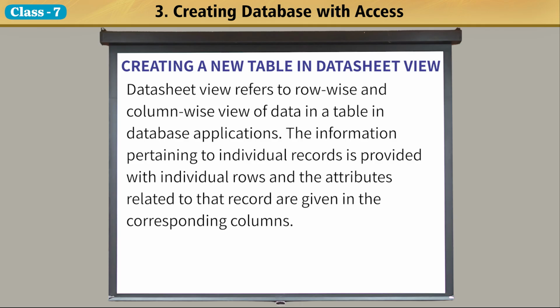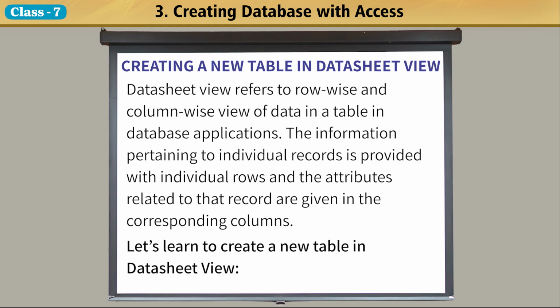Datasheet view refers to row-wise and column-wise view of data in a table in database applications. The information pertaining to individual records is provided with individual rows and the attributes related to that record are given in the corresponding columns. Let's learn to create a new table in Datasheet view.